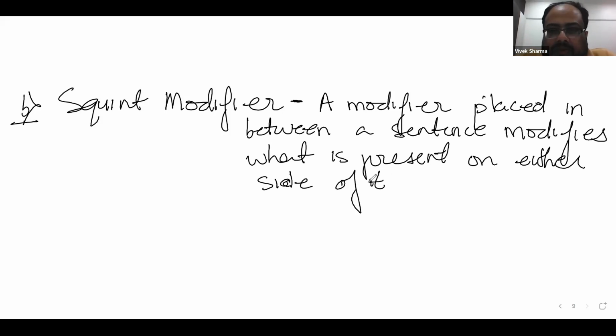A modifier placed in between a sentence modifies what is present on either side of it. That is the concept of a squint modifier. I'll give you a very simple example.